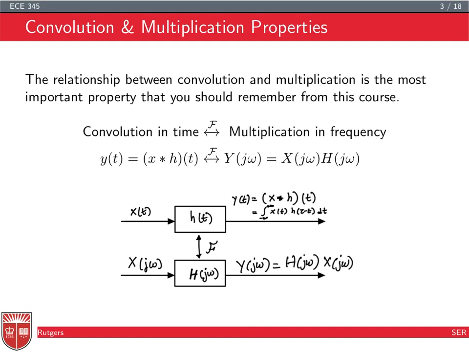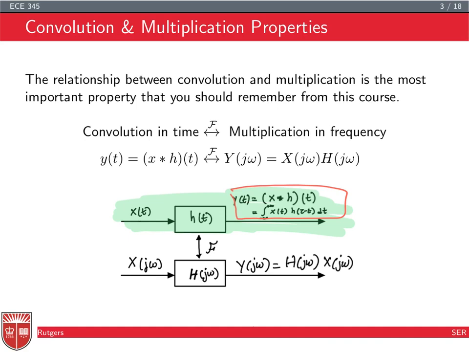In the time domain, if you have an LTI system with impulse response h of t and an input x of t, then the output y of t is given as the convolution of the input with the impulse response. So that's the main message here. The output of the LTI system, y of t, is the convolution of the input with the impulse response.